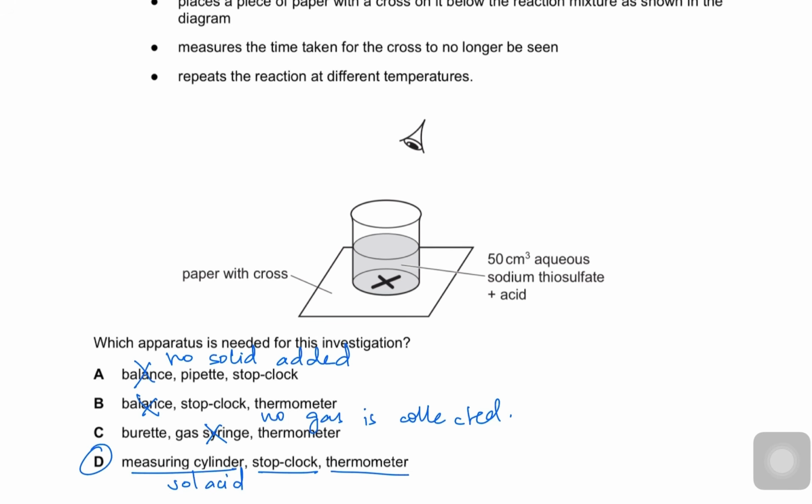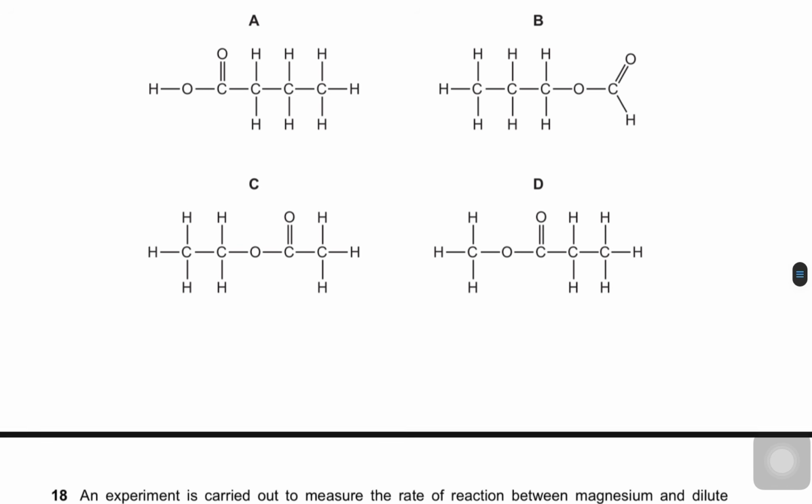You don't need a balance because there is no solid added. B is also wrong because you do not need a balance. C is wrong because no gas is collected. And finally you go for option D, because a thermometer measures temperature, a stop clock measures time, and a measuring cylinder measures the volume of acid. So D for doctor is the right answer.